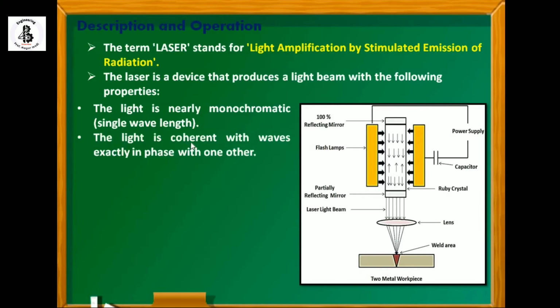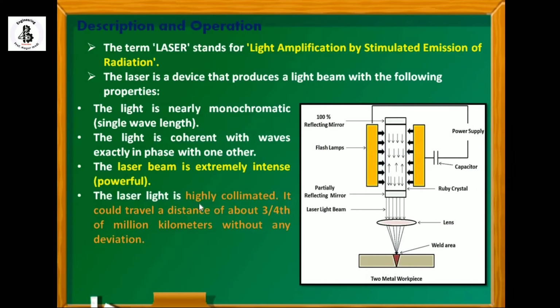The light is coherent, with waves exactly in phase with one another. The laser beam is extremely intense and powerful, so it has good energy for converting into heat energy. That high intensity light is converted into heat energy, so you can make a fusion from any weld materials. The laser light is highly collimated. It could travel a distance of about 3 to 4 million kilometers without any deviation, so it is easily concentrated onto the weld area.